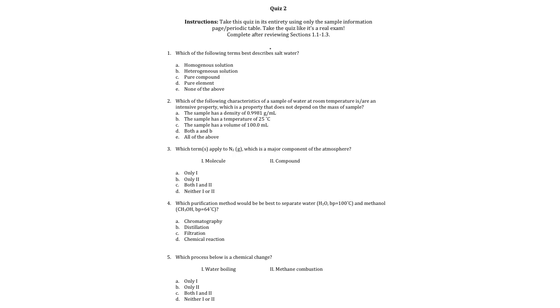Which of the following terms best describe salt water? Homogeneous solution, heterogeneous solution, pure compound, pure element, none of the above. So when we think of salt water, obviously there's salt, usually sodium chloride, and water, H2O. So we definitely have a mixture or a solution, so not a pure compound or element. And then they're usually mixed uniformly throughout, so that would make it a homogeneous mixture.